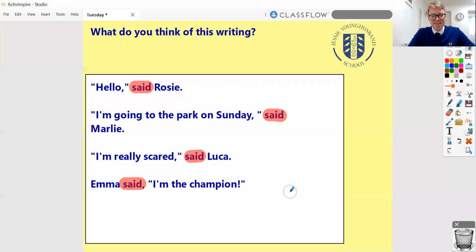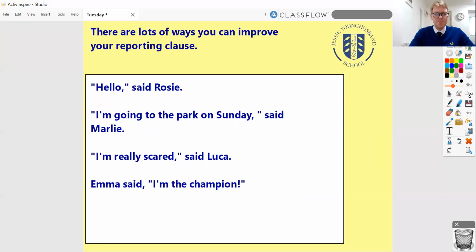Think of a really talented actor and all the different ways that they might say something. Said is really quite dull. It doesn't actually tell you anything about how someone said something. Was it loud? Was it quiet? Was it excited? Was it a whisper? Was it a shout? Was it a bellow? Was it a roar? There are so many different ways you can say something. And I think said is pretty dull. So let's improve a bit on said.